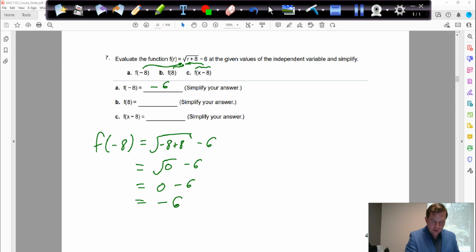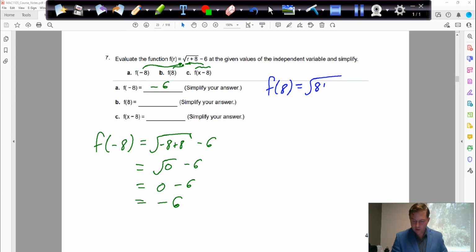Okay, let's try positive 8. Everywhere we see an r, we instead write positive 8. So instead of r plus 8, we have 8 plus 8 minus 6. This is the square root of 16 minus 6. The square root of 16 is 4, minus 6 would be negative 2.